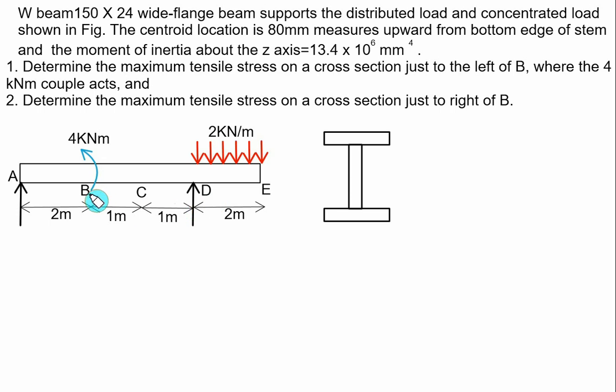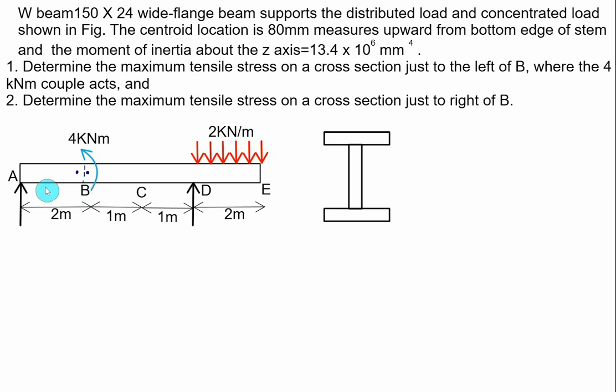We have one couple acting in anti-clockwise direction, equal to 4 kN-m, and one UDL acting between D and E, whose span is 2 meter, and the UDL value is 2 kN/m. Determine the maximum tensile stress on a cross section just to the left of B. So one point you have to consider on the left-hand side, and the other on the right-hand side. You have to calculate the bending stress just to the left and just to the right, meaning you develop two FBDs of the beam AB.